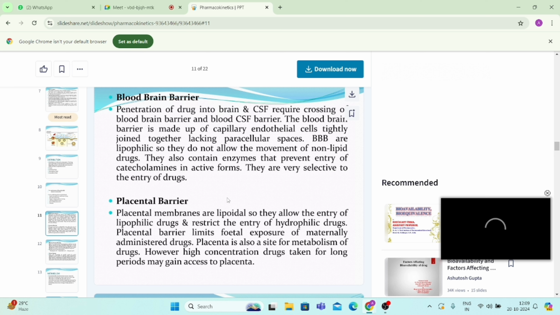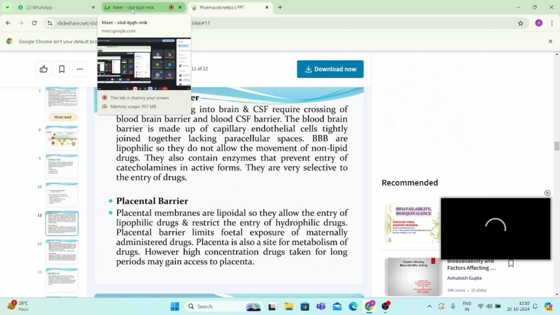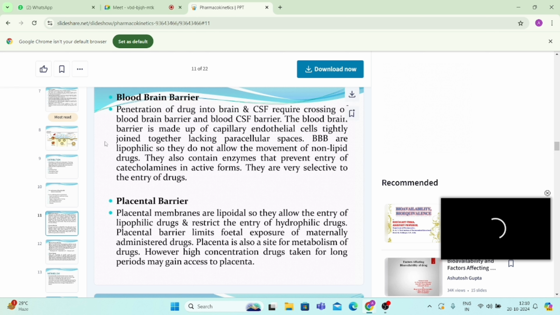Here we first need to understand how this blood brain barrier is made. It is made up of endothelial cells. Endothelial cells, in the sense of a single layer of squamous epithelial cells, lined along the blood vessels. They are joined very tightly so that there is no space at all in between, and they are always lipophilic in nature. Lipophilic in the sense they will allow only lipid related drugs, but not non-lipid related drugs.